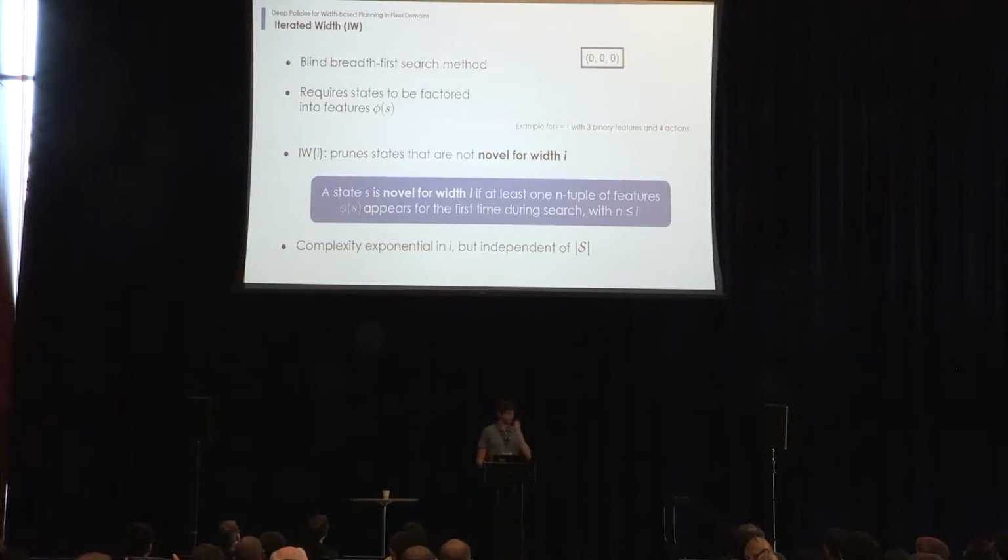So let's see an example for IW1. We start at the root state. We generate a new node. Since we haven't seen a value 1 for the first feature, we keep the node. The second one, we have already seen a value 1 for the first feature and zeros for the other two, so we need to prune it, and so on. Here we have seen a value 1 for the second feature, so we keep it. And for the last one, we have seen already all these values before, so we prune it. So now the complexity is exponential in I and independent of the size of the state space.